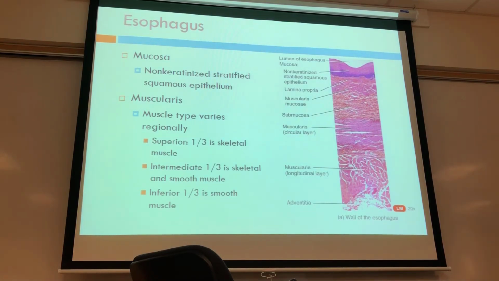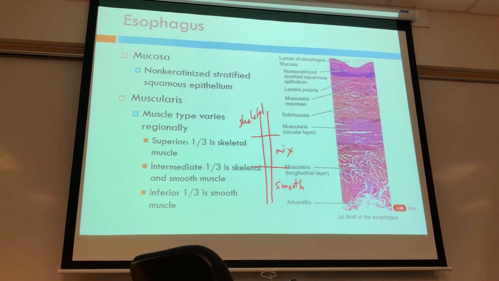Looking at the layers, you have the mucosa, the submucosa, and the muscularis layer. Down the length of the esophagus, you'll see the first third being skeletal muscle, the next third being a mix of the two, and the bottom third being smooth muscle. So there's a transition as we move down the length of the esophagus of which layers are smooth versus skeletal.